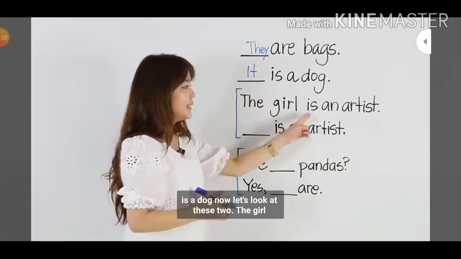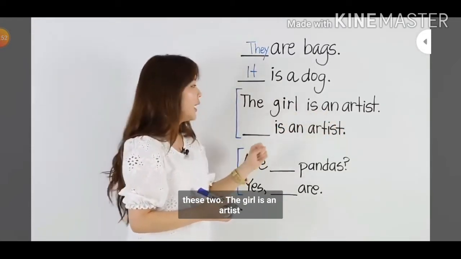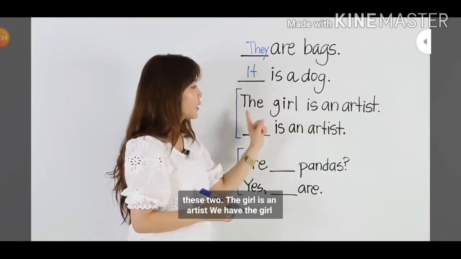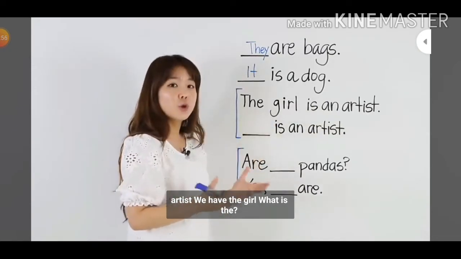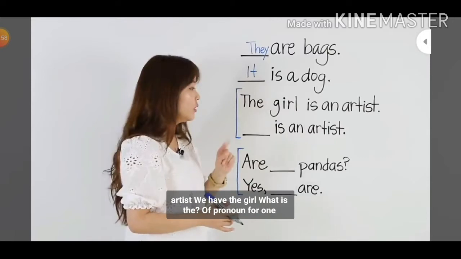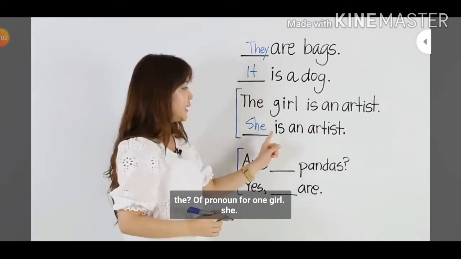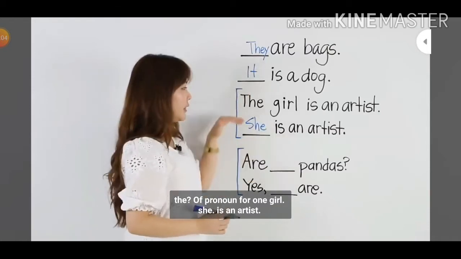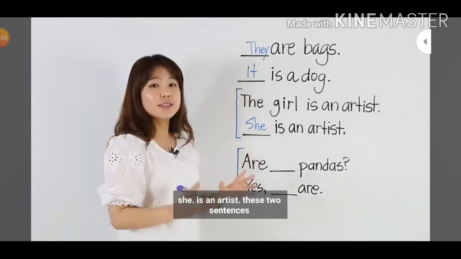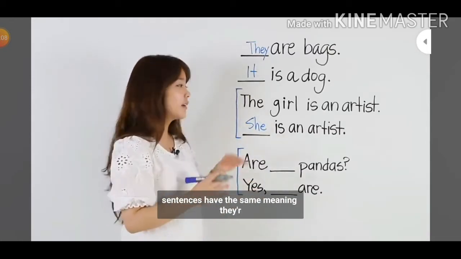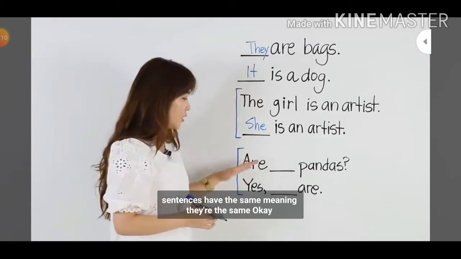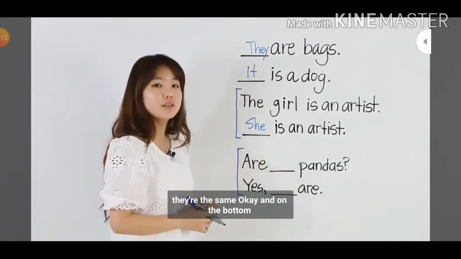Now let's look at these two. The girl is an artist. We have the girl. What is the subjective pronoun for one girl? She. She is an artist. These two sentences have the same meaning. They're the same.